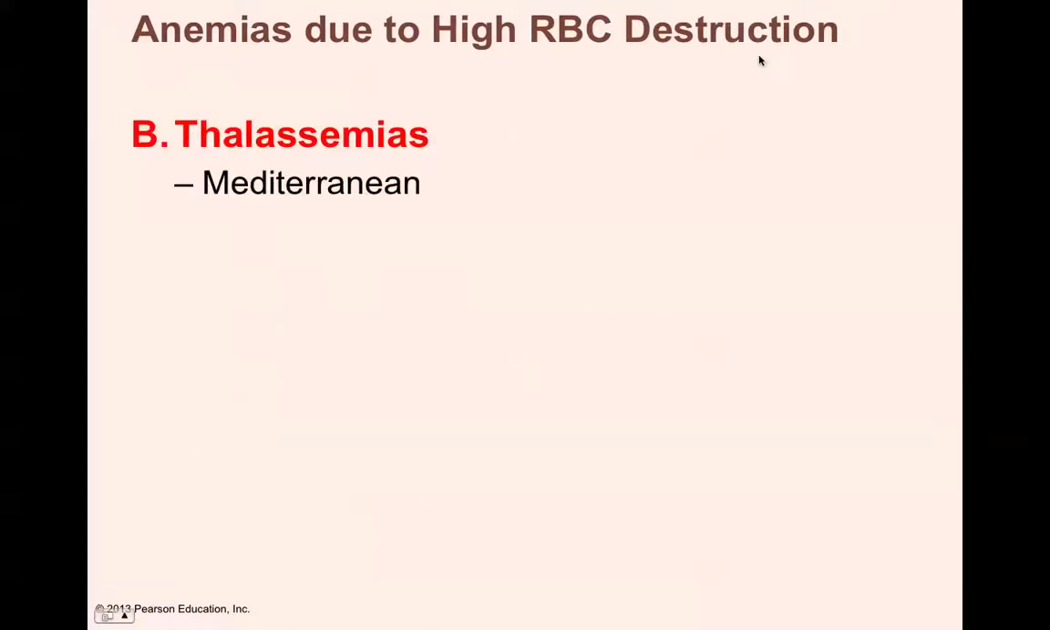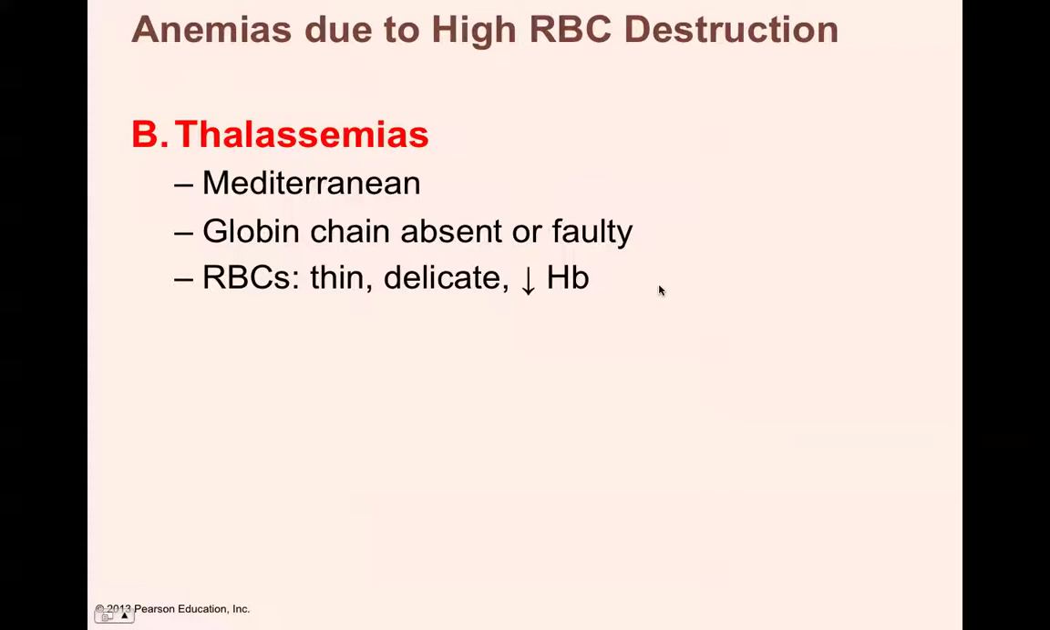Now, for the ones that are due to high red blood cell destruction, the very first category, where there's an abnormally early destruction of the red blood cells, it could be due to thalassemia. Thalassemia occurs among individuals from the areas around the Mediterranean Sea, where a globin chain is either absent or faulty. The red blood cells are thin and delicate, and you get a decreased level of hemoglobin. The severity ranges from mild to severe.